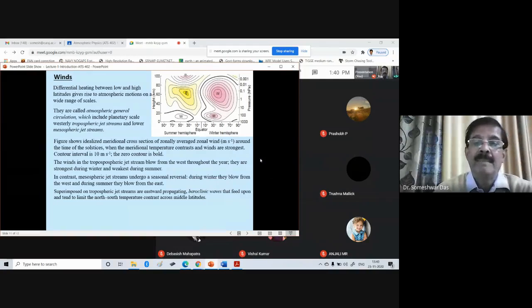You can say that the atmosphere in which the density is a function of both pressure and temperature is called a baroclinic atmosphere. But if the density is a function of pressure only, it's called a barotropic atmosphere. That is the definition of barotropic and baroclinic. Most of the mid-latitude systems like extratropical cyclones are formed because of baroclinic waves. Generally, in the tropics, the atmosphere is barotropic.